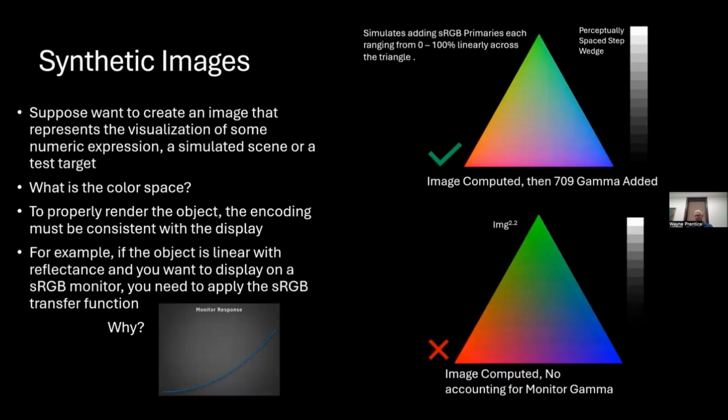Suppose you're computing an image from scratch. Say you're making a test target. You're creating a simulated scene. You're trying to demonstrate some numerical expression, right? What color space am I in? Well, the answer is you're in whatever color space you want to be. You're in charge. But don't assume that you create an image buffer, you calculate your image, and you go to display it and say, I've done it. Because as soon as you do that, remember, before you even see it, it's going to go through this nonlinearity we saw before.